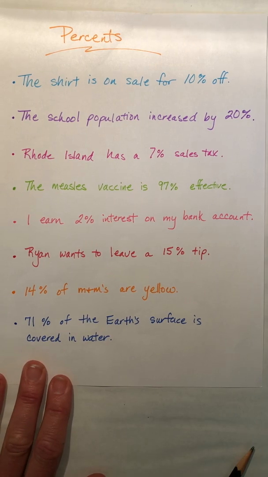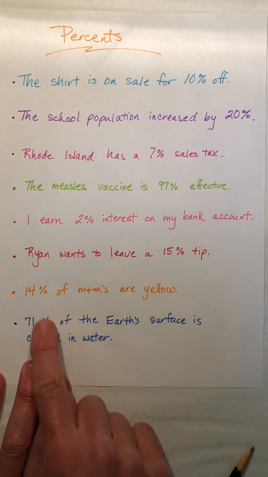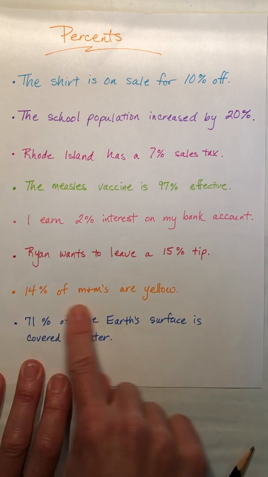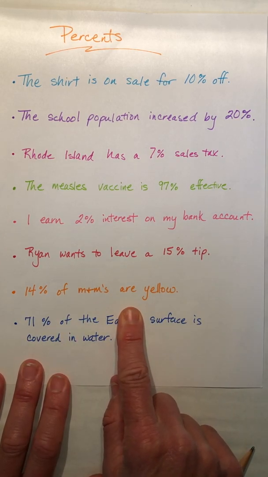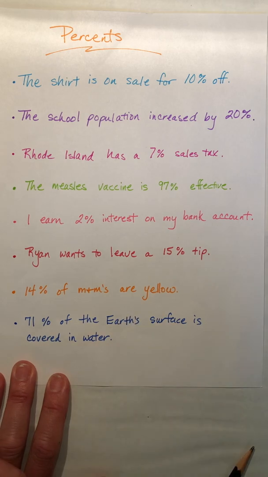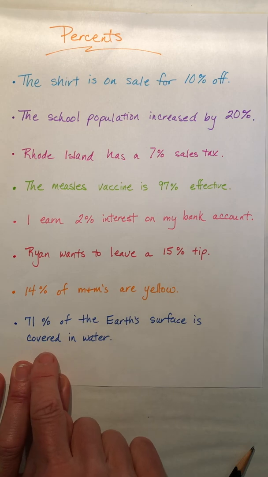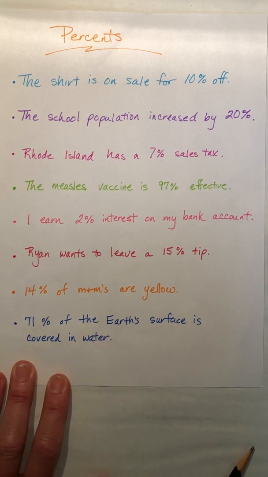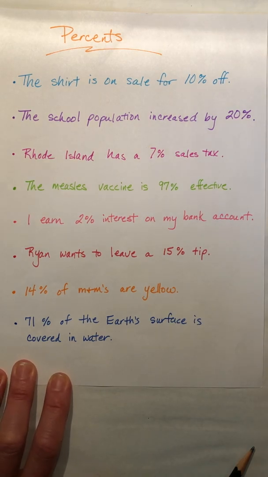What does that mean? Well, for instance, let's take a look at this one. If 14% of M&Ms are yellow, what that means is if we have 100 M&Ms, 14 of them will be yellow. Or for this one, if 71% of the Earth's surface is covered in water, if we could divide up the Earth's surface into 100 equal parts, 71 of those parts would be covered in water. So when we're talking about percents, we're really talking about how much out of 100 parts.